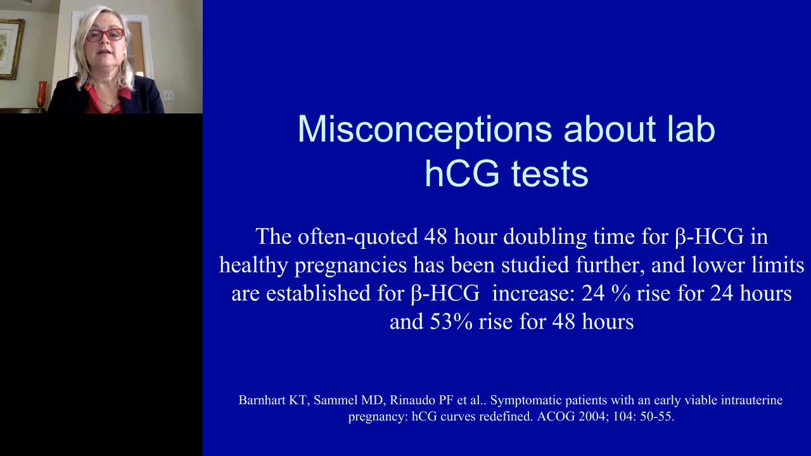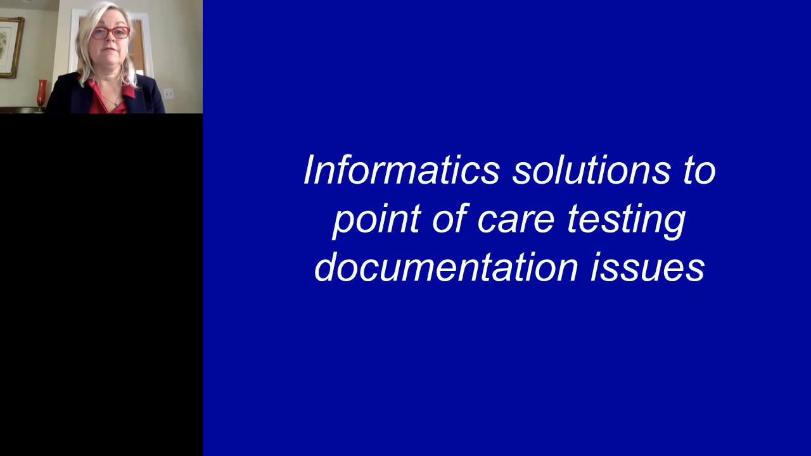So that being said, this issue of doubling time for healthy pregnancies has been studied more recently, and the lower limits of normal are established, where beta HCG may increase only 24% in 24 hours and only 53% rise in 48 hours. That's the lower limit of normal. So it's quite different actually than is often quoted.